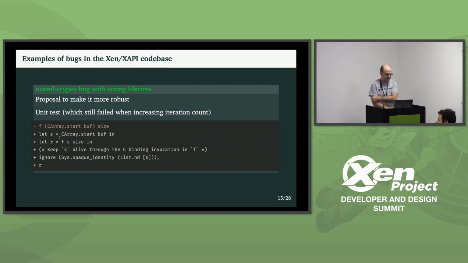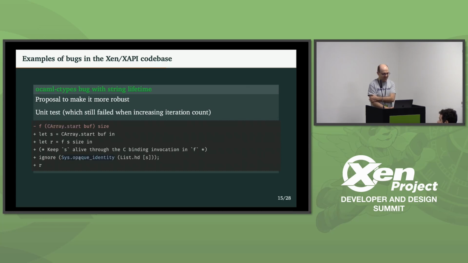So you have this function and you give it the start of buff, right? But nothing references buff anymore. So then the OCaml garbage collector will go, okay, nothing references buff, and I'm going to go and free it or move it. Except this start was actually a pointer inside buff, which the garbage collector doesn't know. So you have to do all these tricks to keep it alive.